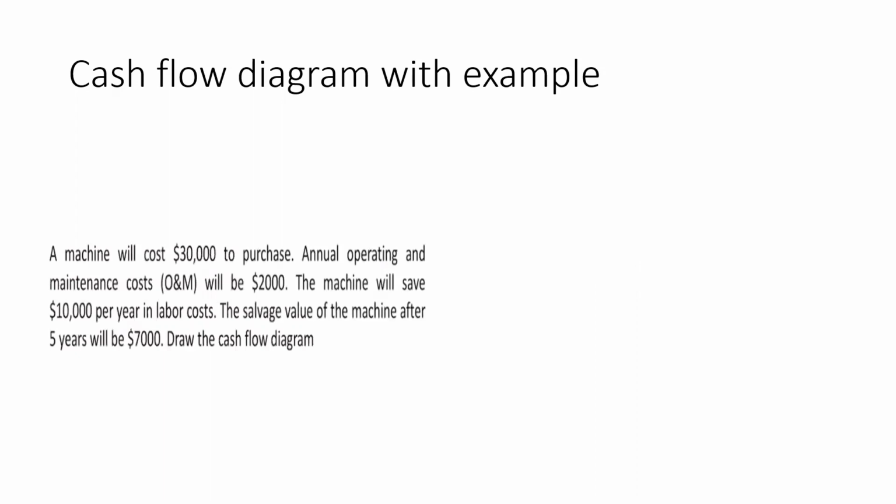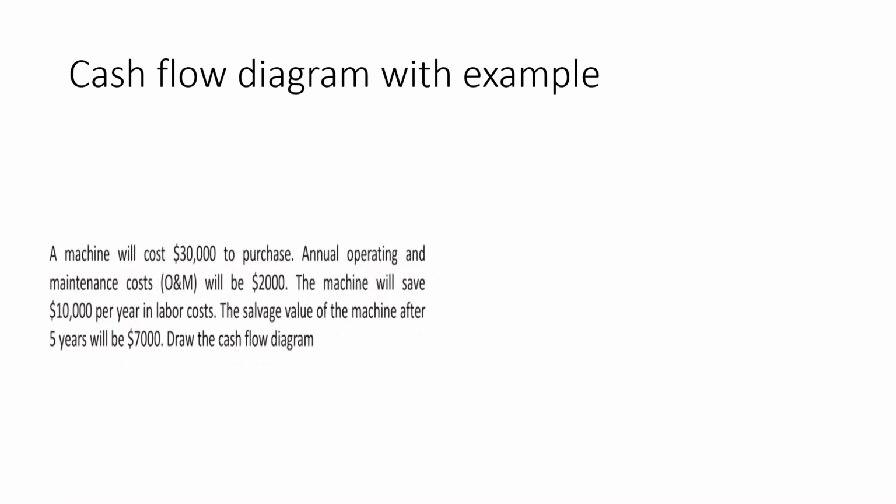The example here is a machine that will cost $30,000 to purchase. So that is the cost price. For me to purchase the machine, I need to pay. From the explanation I did the other time, it means I'll be having a negative component on the cash flow diagram. So let's move on.